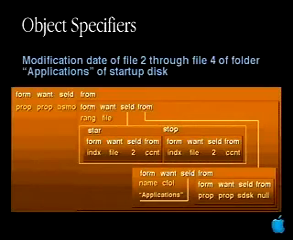For example, the object specifier, the modification date of file 2 through file 4 of folder applications of startup disk, is nested kind of like this. At the top level on the outside, you're looking for a property. The selection is the code for that property, which is the modification date. And the container is, you want the property of a file. So the next thing is you want a file selected by the key form range. The key form range is going to make 2 parts come. You want the selection data, which itself is a record with a start and a stop.